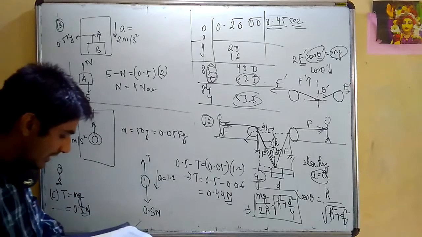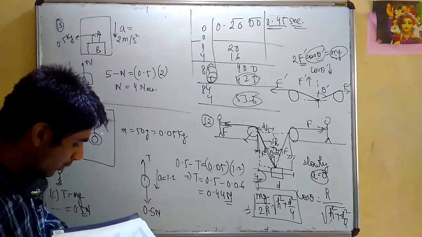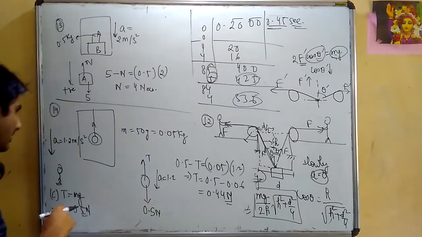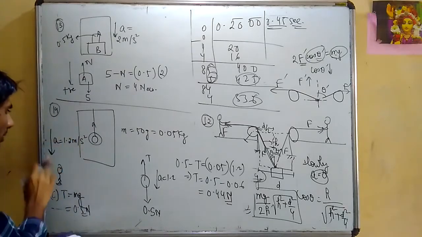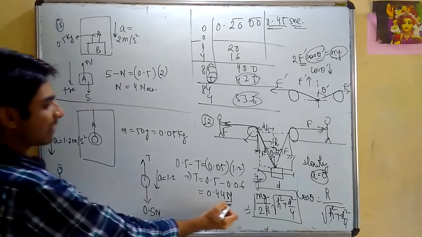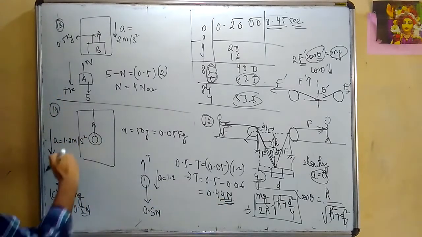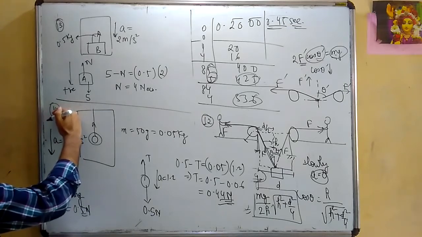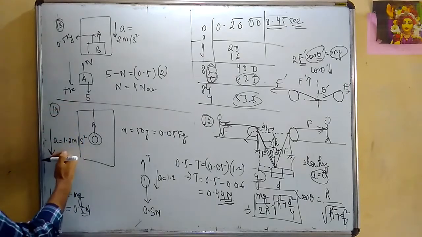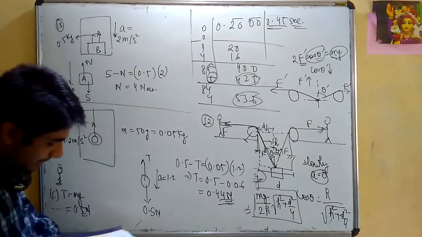Right? Now let us come to part D. It goes down with an acceleration of 1.2 meter per second square. The answer will be exactly this. So whether it says it goes up with a deceleration of 1.2 meter per second square, or it comes down with an acceleration of 1.2 meter per second square, the equations will be the same and the answer will be the same.